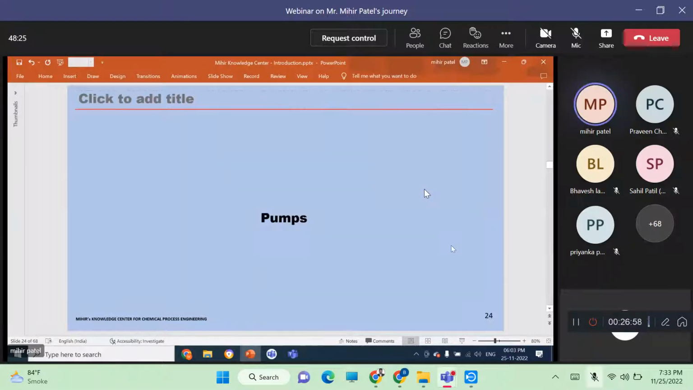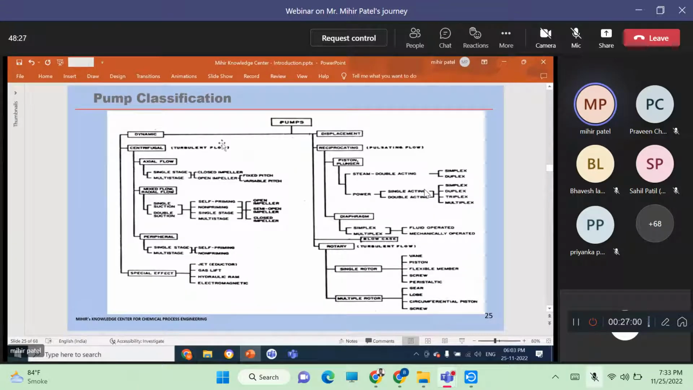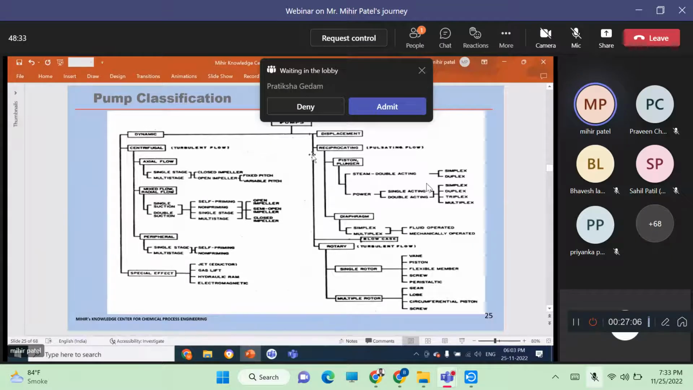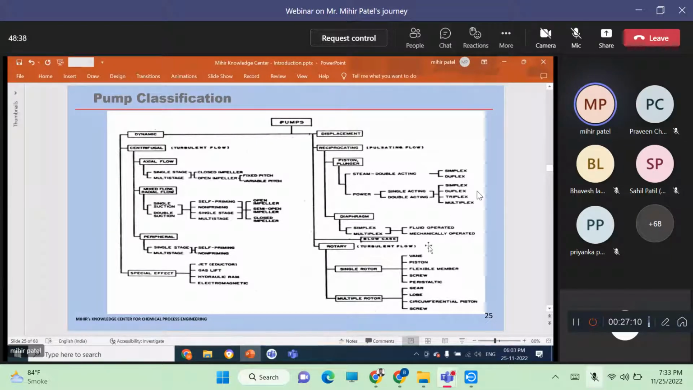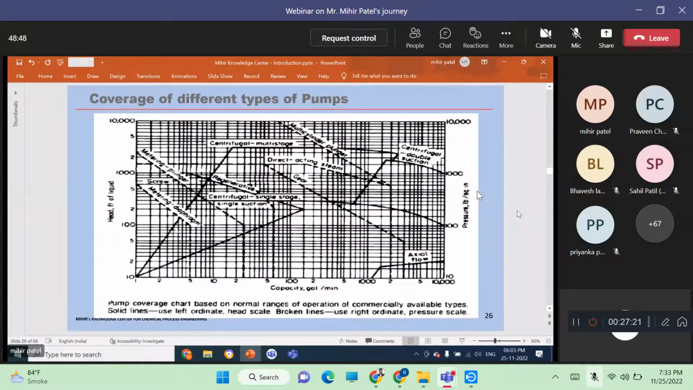Now pumps. Just a few slides I've added on the pumps. So the pumps are, for example, dynamic category here, you see, centrifugal type. Then you have the positive displacement type here, which are reciprocating, piston, diaphragm, rotary. So many types of pumps are there. Each and every one has its own application area, own limitations, etc.